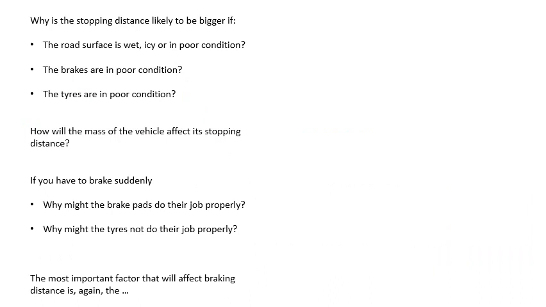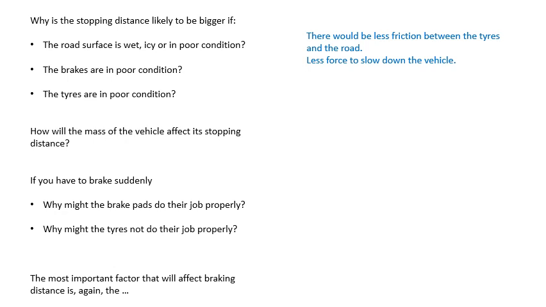Why is the stopping distance likely to be bigger if the road surface is wet, icy, or in poor condition, the brakes are in poor condition, or the tires are in poor condition? How will that affect the stopping distance? Well, there'd be less friction between the tires and the road, and so there'd be less force slowing down the vehicle. How will the mass of the vehicle affect its stopping distance? Already said. The larger the mass, the bigger the stopping distance.